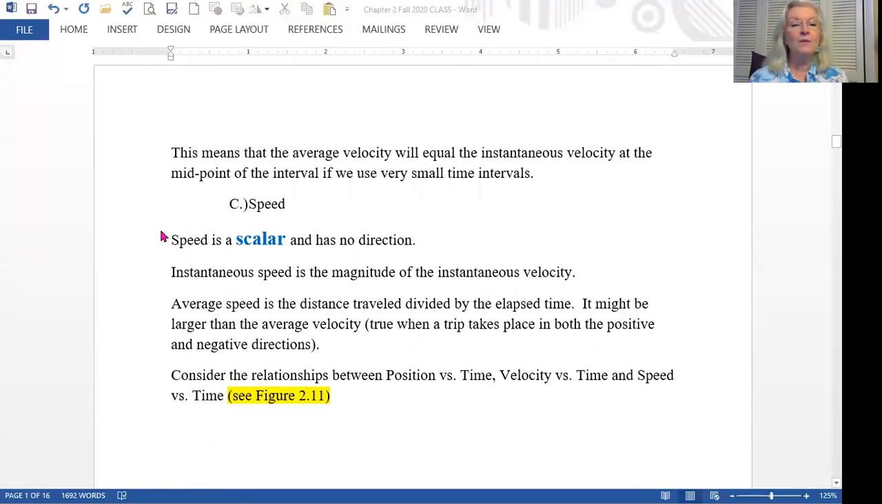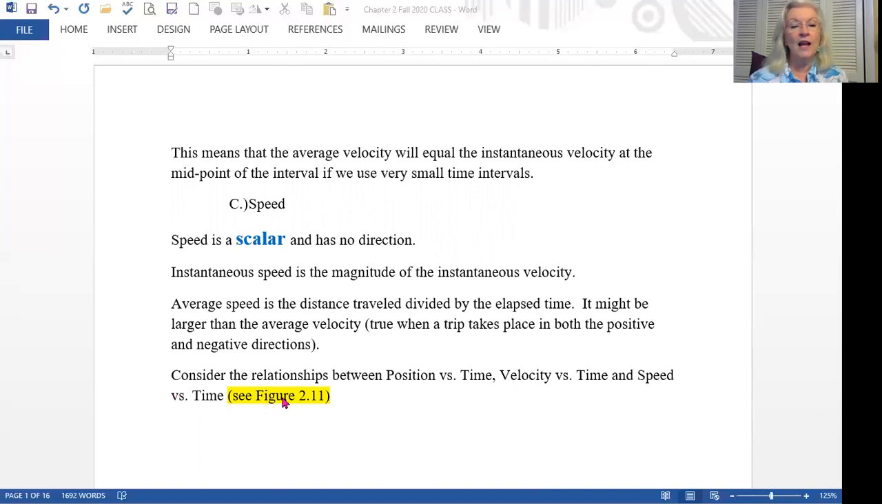So speed is a scalar. Remember, we have scalars and vectors. Vectors have magnitude and direction. Scalars only have magnitude. So if you say you're going 40 miles an hour, that's your speed. It is not your velocity. So your speed, you can have positives and negatives, and we will deal with them all on an individual basis.